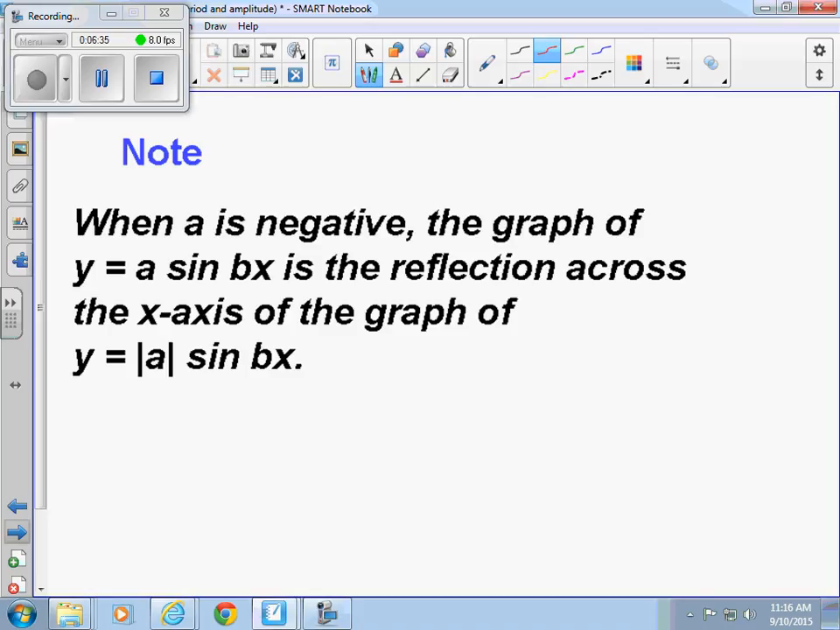When A is negative, so this is where they take into account the negative, then you have a reflection across the x-axis. You probably knew that. But there's never a negative amplitude. The amplitude is a positive number. The negative number reflects the function over the x-axis.